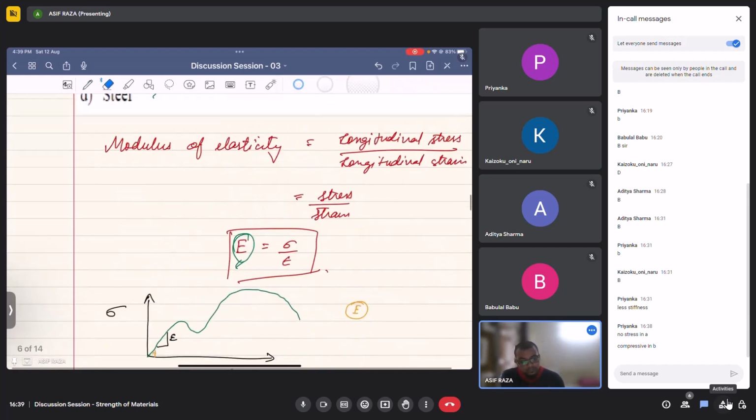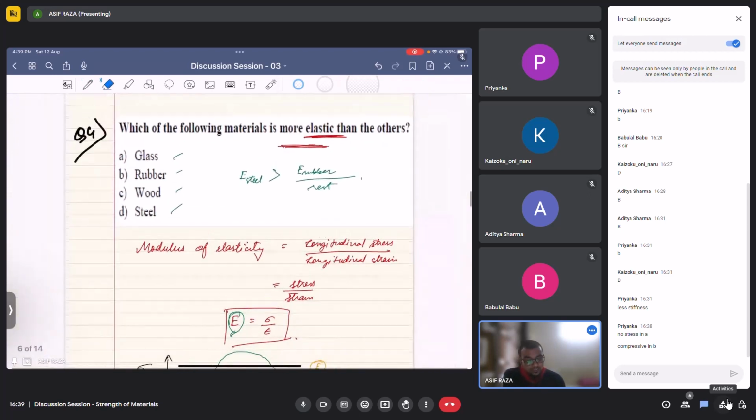Okay. The thing is, for this question, you should remember that Young's modulus of elasticity is the governing factor, deciding which body would be more elastic. The higher the Young's modulus of elasticity, the more elastic the body is in nature.